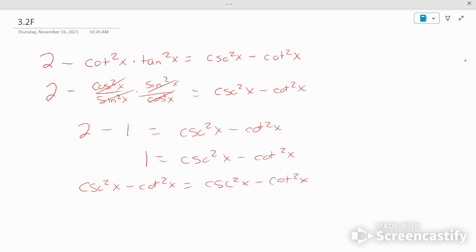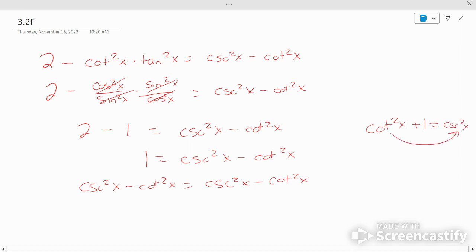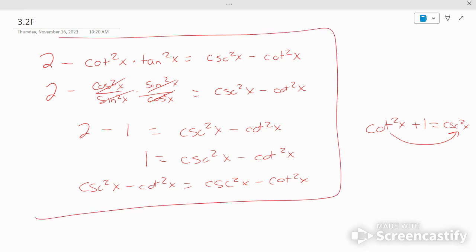remember that cotangent squared of x plus 1 equals cosecant squared of x. So if we subtract cotangent squared from each side, 1 equals cosecant squared minus cotangent squared. So we're done, just like this.